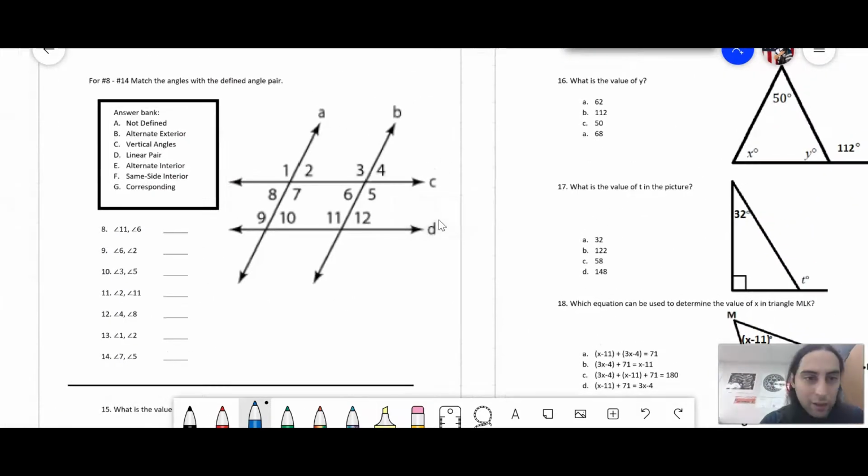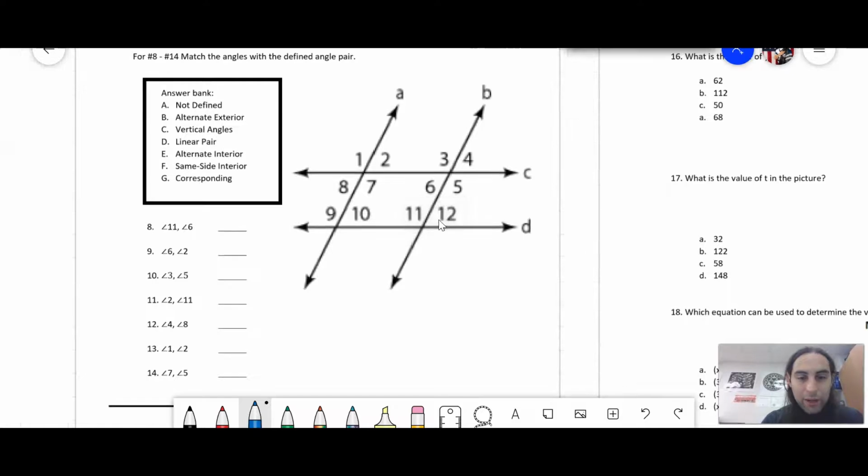All right, number 8. We're going to do all these angle pairs. So 11 and 6. All right, so 11 and 6 are on the same side of the transversal, inside of the parallels. Those are same side interior angles, right?